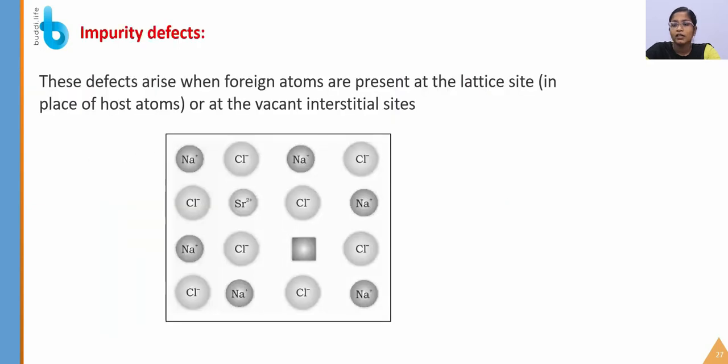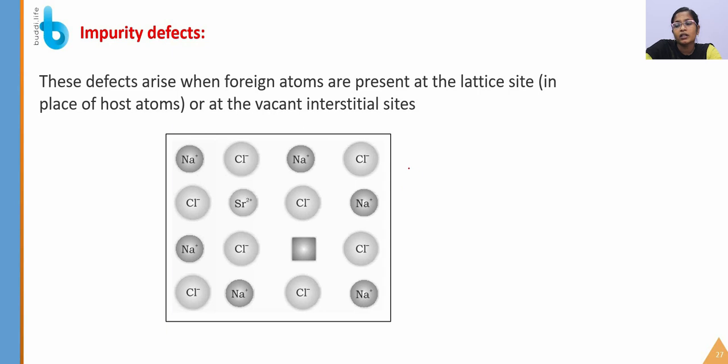Okay, and next is the impurity defects. These defects will arise when foreign atoms are present at the lattice site or at the vacant interstitial sites. Okay, so there is going to be a vacancy in the original arrangement of the lattice. Okay, so on balancing that, what will happen? Some other foreign atom with higher valency is going to occupy the crystal lattice.